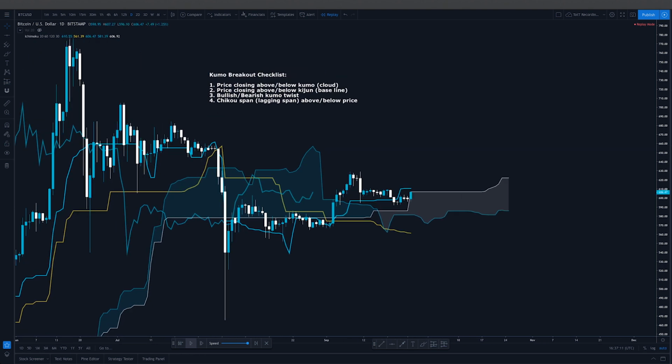So what happened here so far? We're above the cloud, we're above Kijun-sen, Chikou span is above price, but what are we missing? We're missing the bullish Kumo twist. We don't have it yet. So unfortunately, you really want to adhere to the Ichimoku rules very strictly if you want to get high probability breakout trades in the direction of the prevailing trend. So again, we're not in any trades here, we're observing.